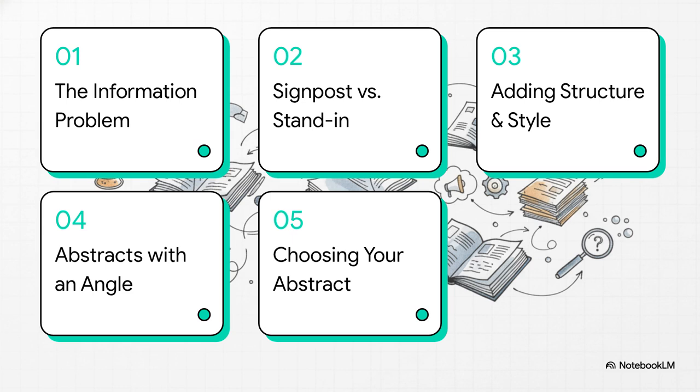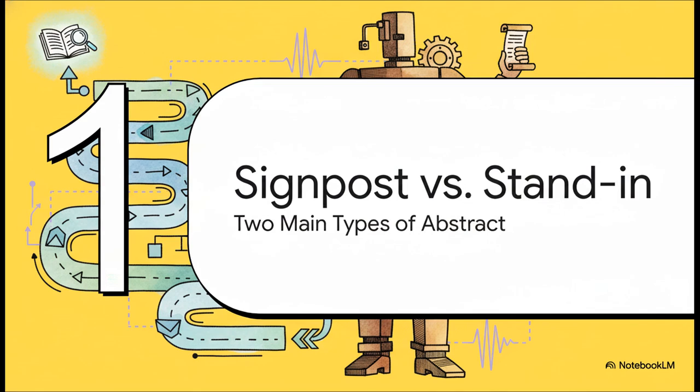We'll kick things off with that information problem abstracts are meant to solve. Then we'll get into the two main flavors, the signpost versus the stand-in. From there, we'll see how to add some structure and style, look at abstracts that have a bit of an agenda, and finally, figure out how you can choose the right one for your own work. Okay, let's get right into it.